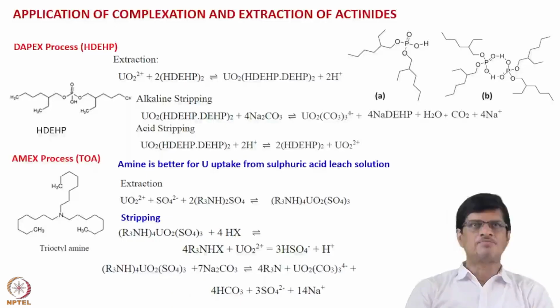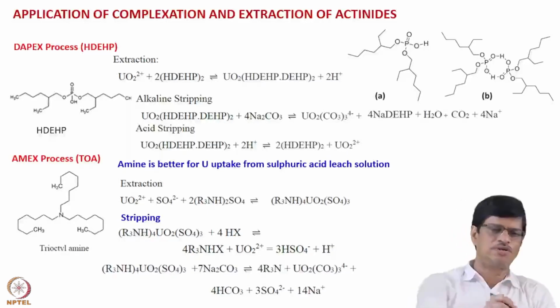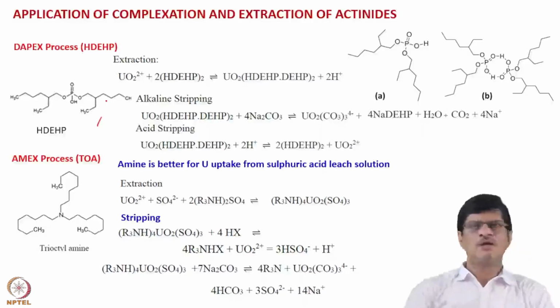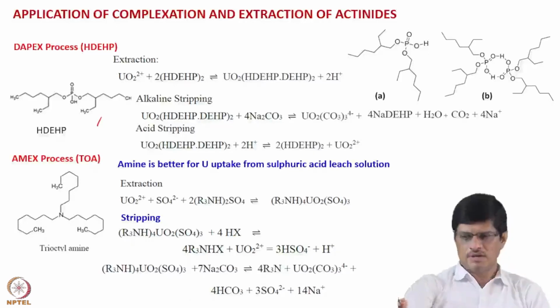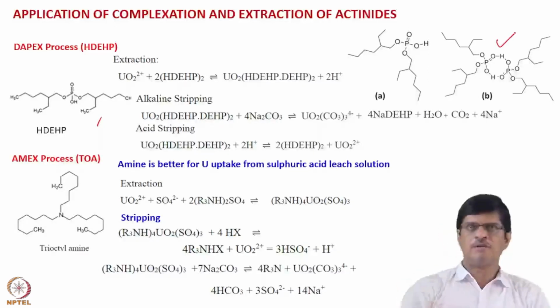Now this DAPEX process is actually the dialkyl phosphoric acid extraction process. The short form is DAPEX, and the extractant used is HDEHP. This is a phosphoric acid extractant, and the structure is given here. HDEHP in non-polar diluents forms a dimer as shown, and while writing the extraction equilibrium, we always write HDEHP twice. That means this is a dimeric form of HDEHP.